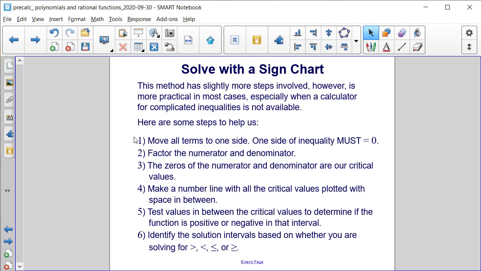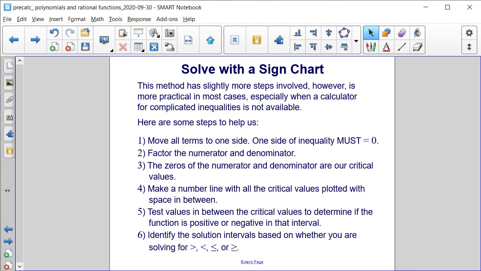Then we're going to make a number line with all of these critical values plotted with some space in between. And then we're going to test values in between these critical numbers to determine if the function is positive or negative in that interval. And then based on our answers, whether we have positive or negative outputs, we can identify the solution intervals of where the rational function is either greater than, less than, or equal to, or greater than or equal to 0. So again, we're going to use these steps to help us determine what the function behavior is.